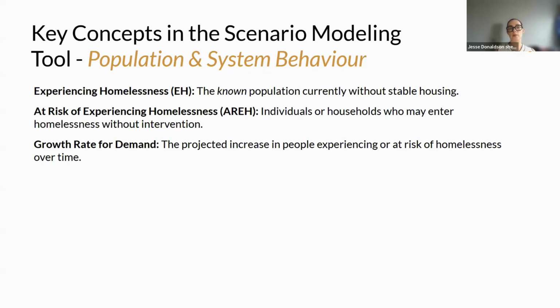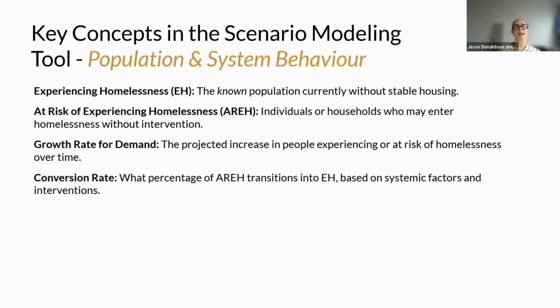We also have a growth rate for demand. That's the projected increase in the community's growth overall, and how that specifically impacts the number of people at risk of homelessness over time. And then the conversion rate: what percentage of people at risk of homelessness transition into experiencing homelessness every year, based on systemic factors and intervention? So that's an input.